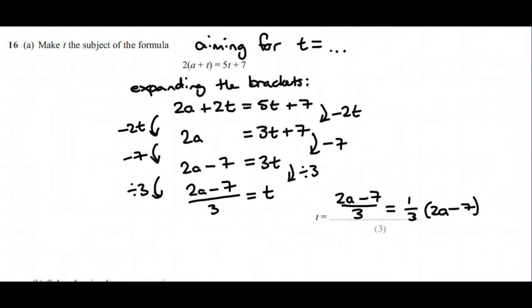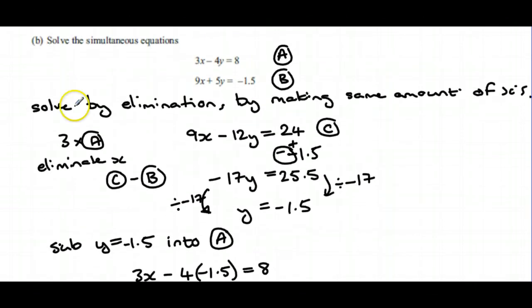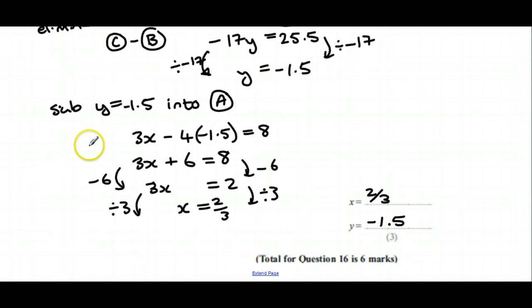So we've got our making the subject of the formula. So t, we rearranged it like solving equations, but we end up with just another formula written in a slightly different way. And then solving simultaneous equations by elimination. You make either the x's or the y's the same, add or subtract the two equations to cancel out one of the variables, and then you can find out the two solutions for y and x.